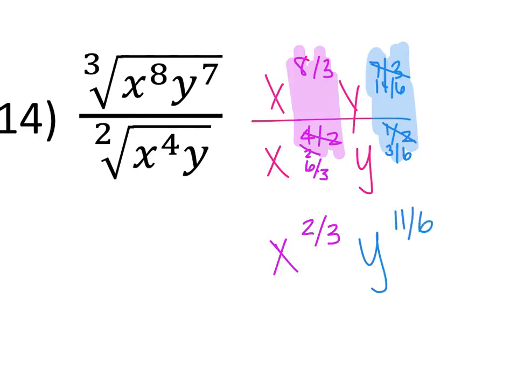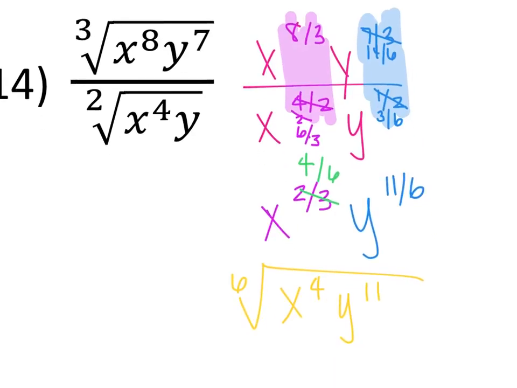And again, I really, really want these to have common denominators. I can't combine them together, but I am going to be able to write these underneath one radical if they have the same denominator. So I'm going to change 2/3 to 4/6. Is that what I said? Yeah, 4/6. And now I can write this as the 6th root of something. So it'd be the 6th root of what? X to the 4th, y to the 11th.